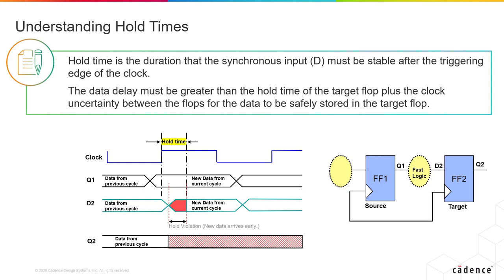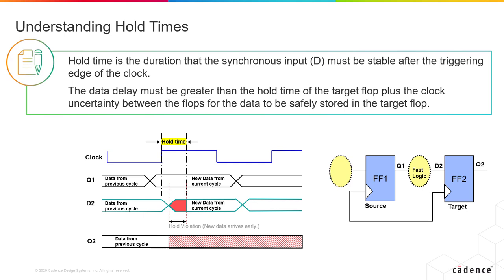So the data must be stable. The data delay must be greater than the hold time of the target flop plus any clock uncertainty between the flops. This means that your data cannot be too fast compared to the clock. You can correct the hold violations by providing some data delay. You can either decrease your clock uncertainty in the design, or you can also add delay cells.